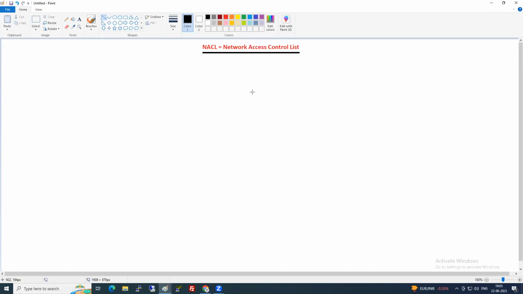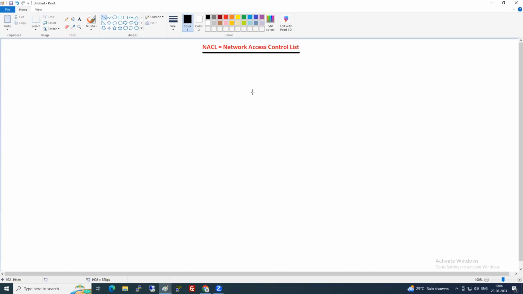Okay, so here network access control list, meaning as the name clearly says, this is used to control your network. And I would say NACLs is same like security group only. NACLs is same like a security group, but it is another layer on security group.